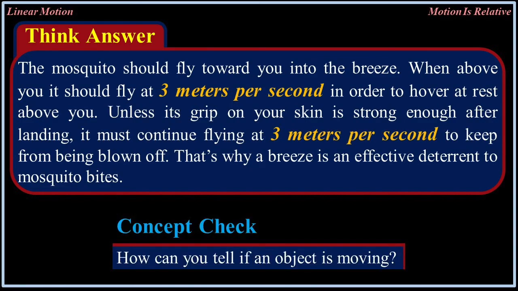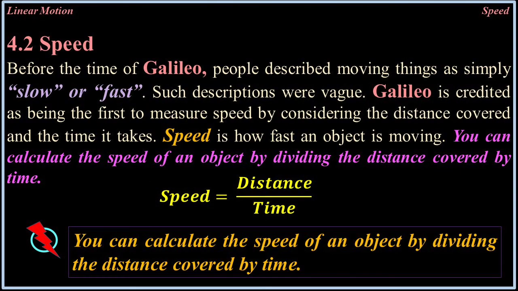Concept check. How can you tell if an object is moving? 4.2 Speed. Before the time of Galileo, people described moving things as simply slow or fast. Such descriptions were vague. Galileo is credited as being the first to measure speed by considering the distance covered and the time it takes. Speed is how fast an object is moving.